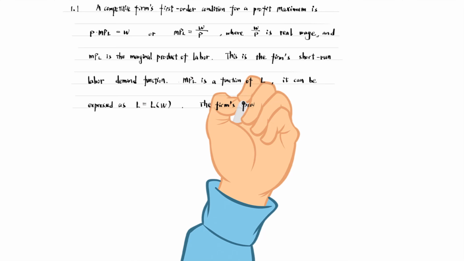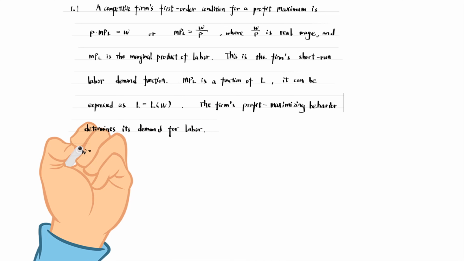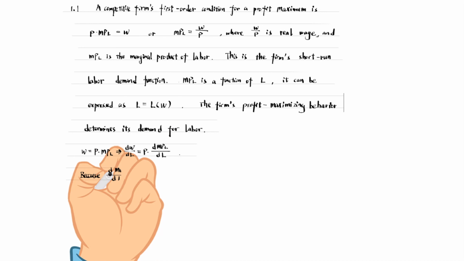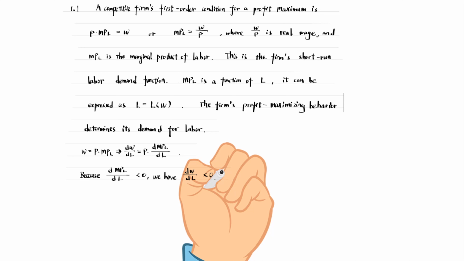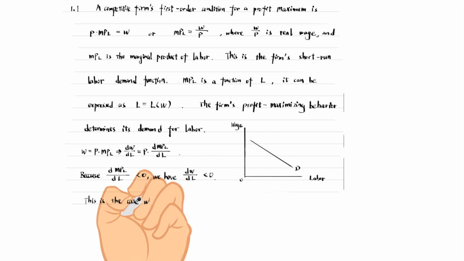The firm's profit maximizing behavior determines its demand for labor. We differentiate the wage with respect to the quantity of labor and find that its sign depends on how the marginal product changes with labor. The law of diminishing marginal product of labor states that the marginal product of labor reduces as the firm employs more labor. So dW over dL is negative, meaning that the demand for labor reduces as the wage increases. In other words, the labor demand curve is downward sloping. This is the case when the marginal product of labor is positive.